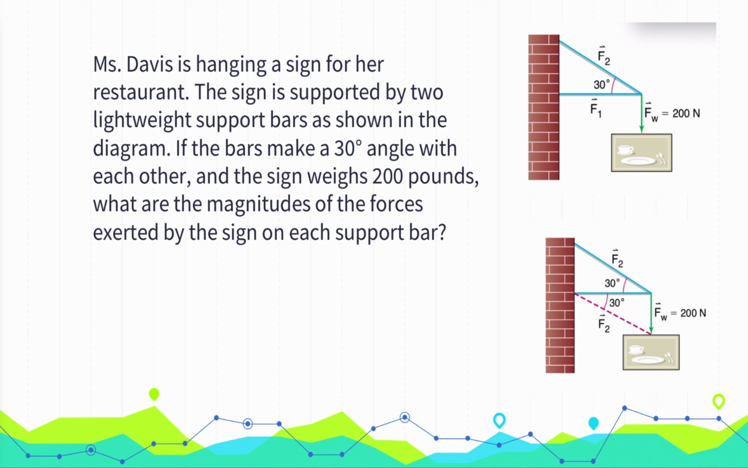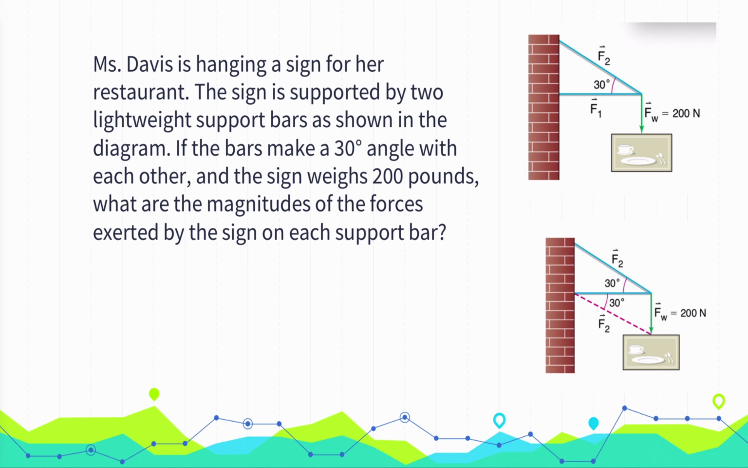Ms. Davies is hanging a sign for her restaurant. The sign is supported by 2 lightweight support bars as shown in the diagram. If the bars make a 30-degree angle with each other and the sign weighs 200 pounds, what are the magnitudes of the forces exerted by the sign on each support bar?